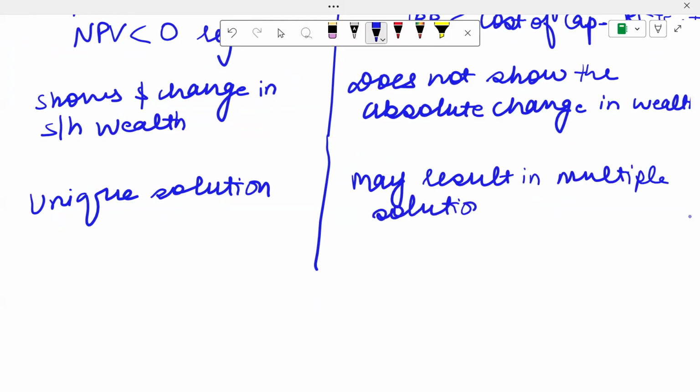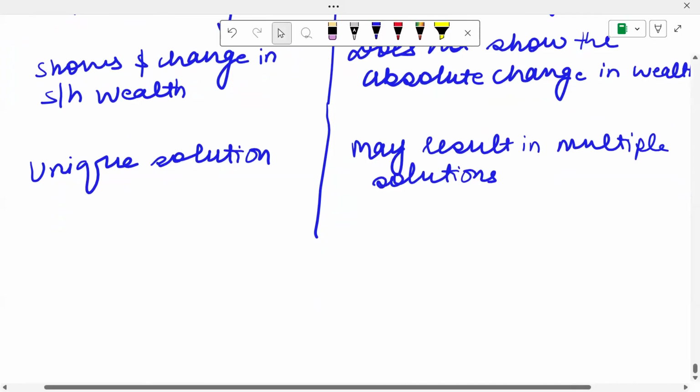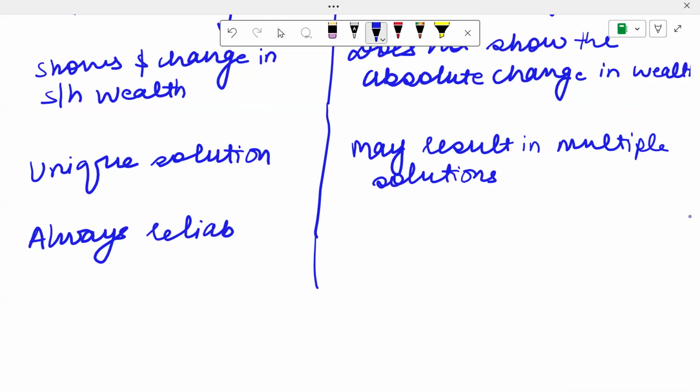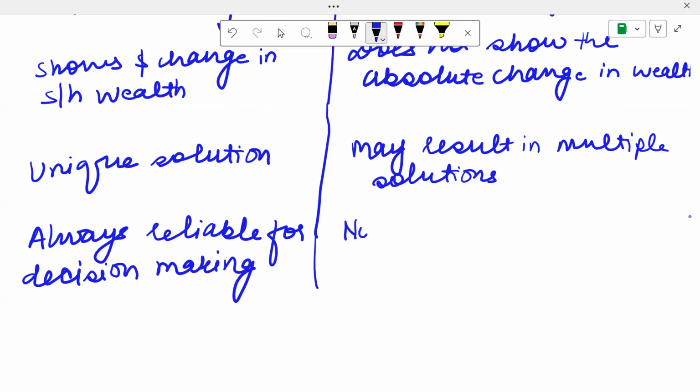And the last point over here will be that NPV is always reliable for decision making, but when you talk about IRR, it may not always be reliable. Why? Because again, it can give you inconsistent decision rules when it comes to multiple projects with multiple cash reversals. So this is something that your IRR is not always reliable.